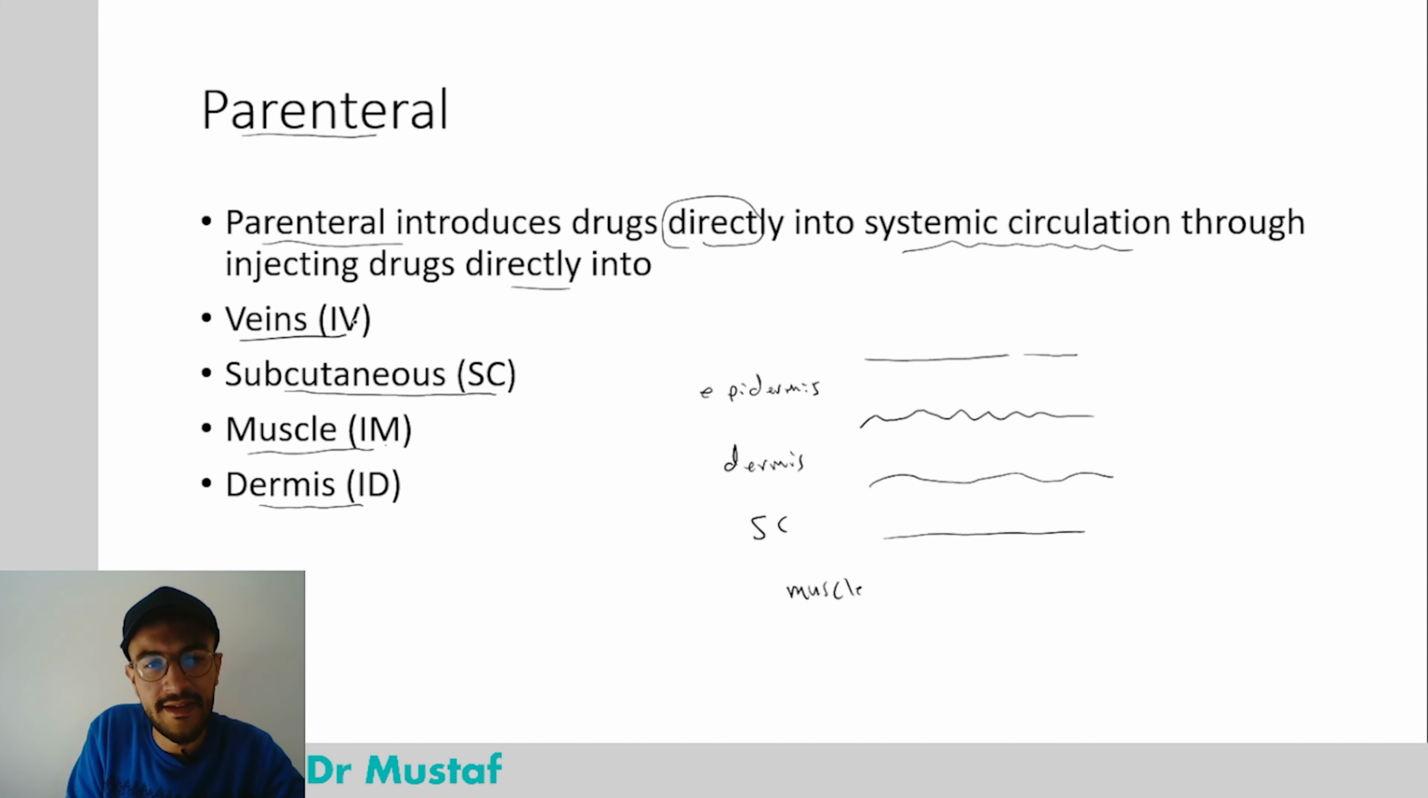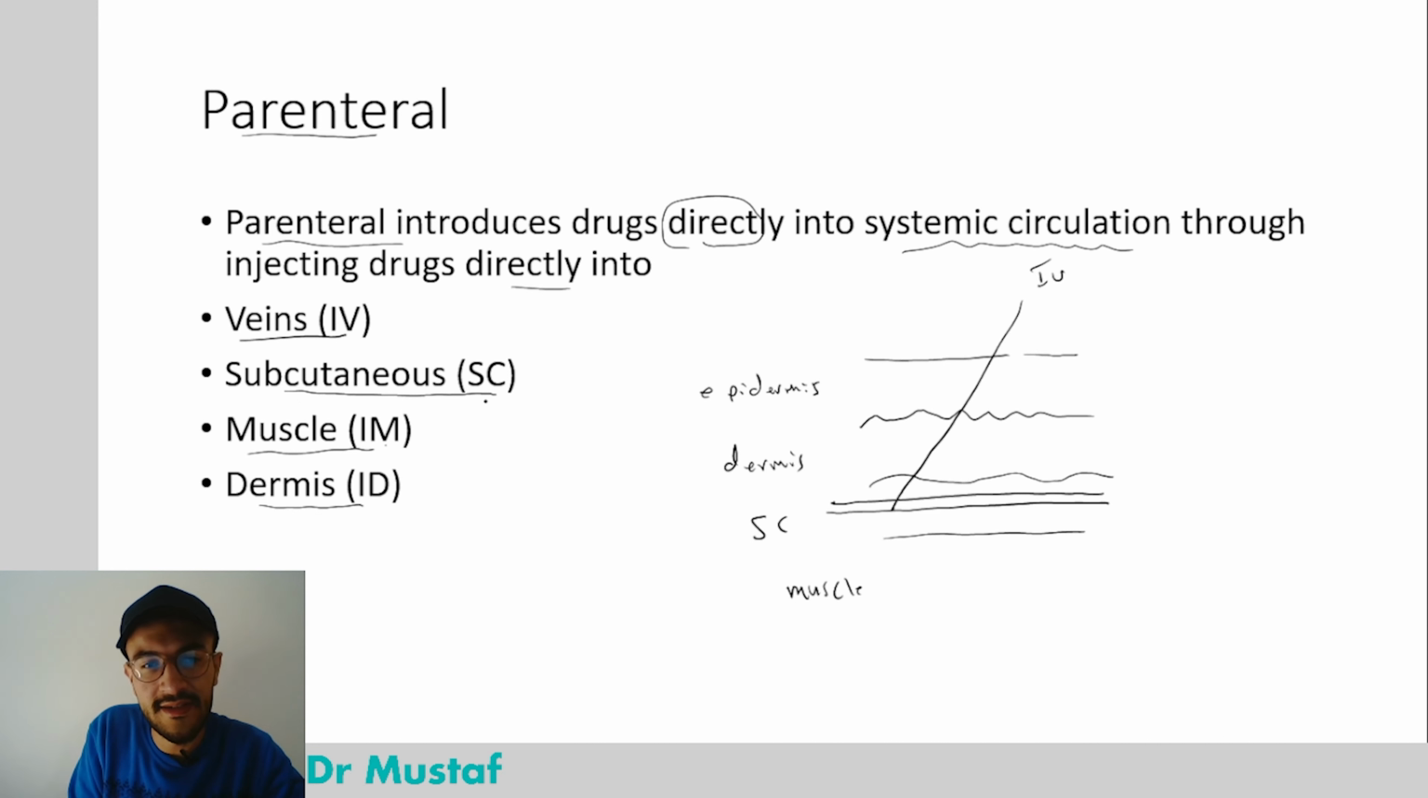So with the intravenous route, there are veins going through here, and when we choose the intravenous route, we would insert a cannula into the patient's arm, and it would reach into the vein, and we would give the drug intravenously.